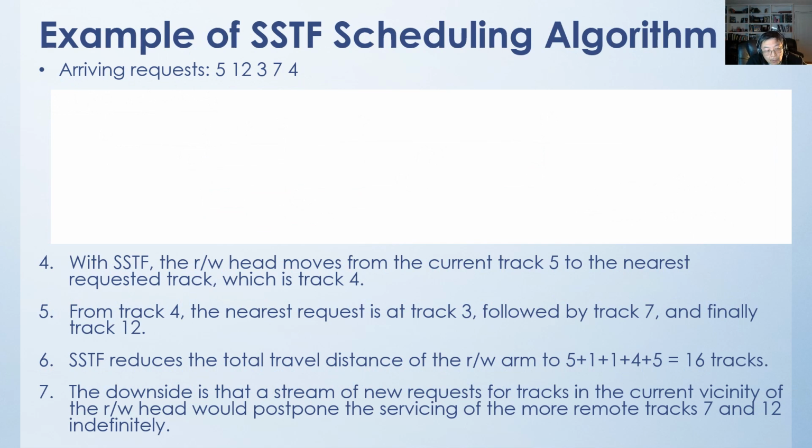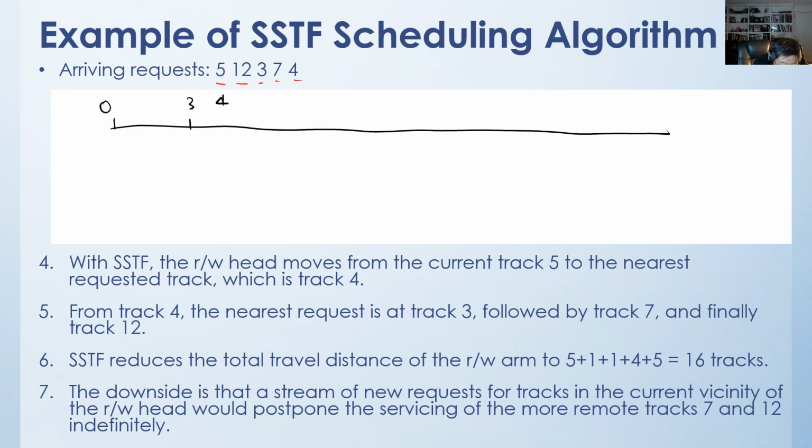Now let's take a look at an example of the SSTF scheduling algorithm. Assume the arrival requests are still 5, 12, 3, 7, and 4. Then we still have track 0, and then we have tracks 3, 4, 5, 7, and 12.